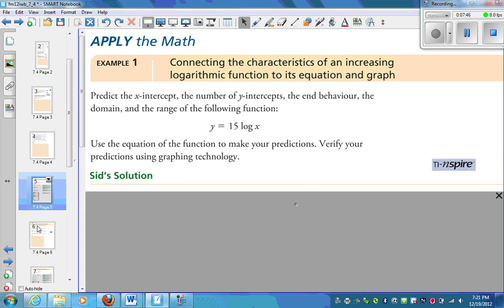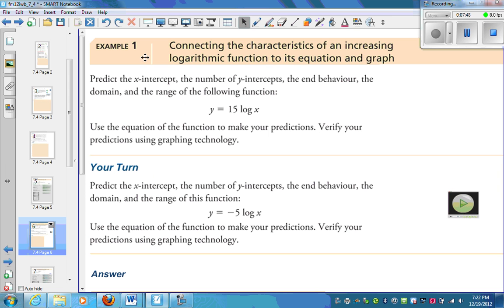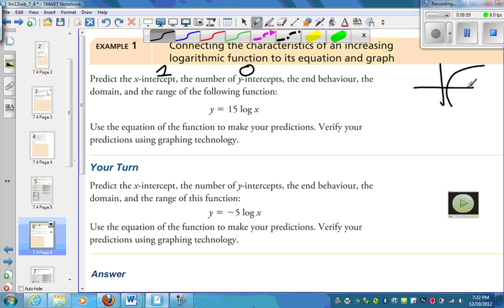So I want to skip ahead to a question, the types of questions you're going to get. Predict the x-intercept, the number of y-intercepts, the end behavior, the domain, and the range. Okay, so these are actually going to be pretty simple. The x-intercept we always saw was 1. The number of y-intercepts, 0. The end behavior, well, it seems like they always went like this. So it seems like it starts in quadrant 3 and ends in quadrant 1. The domain, well, it's going to be all x greater than 0. The range will be all y.